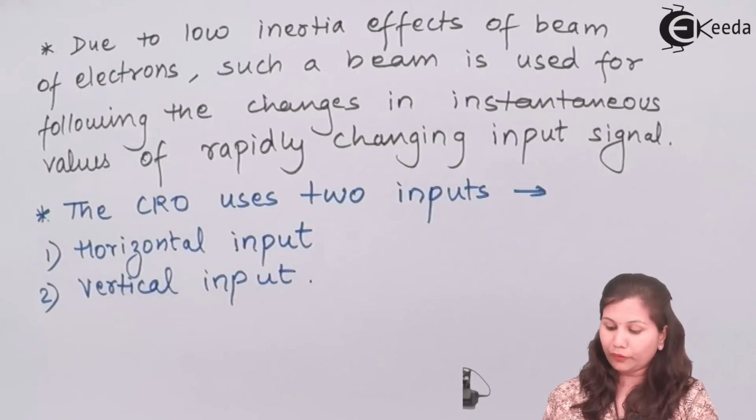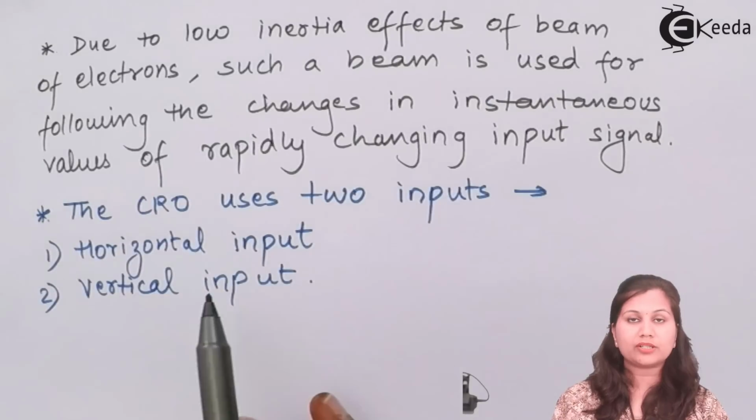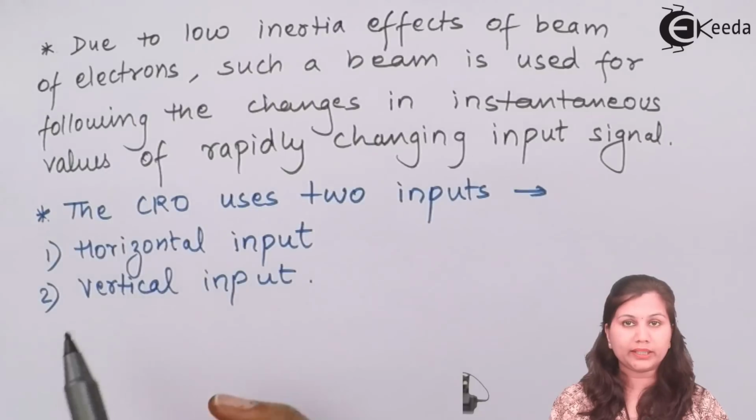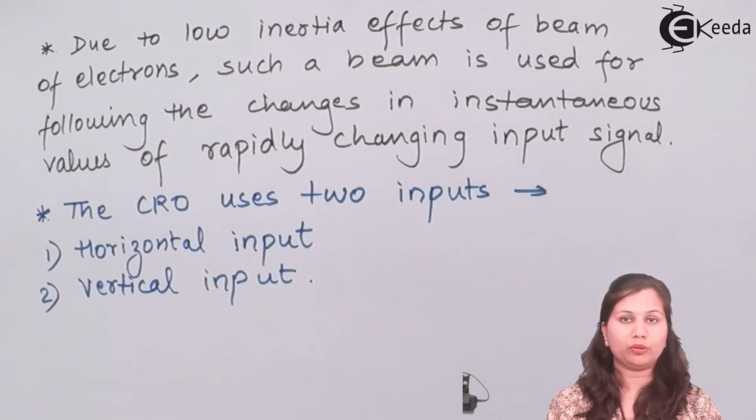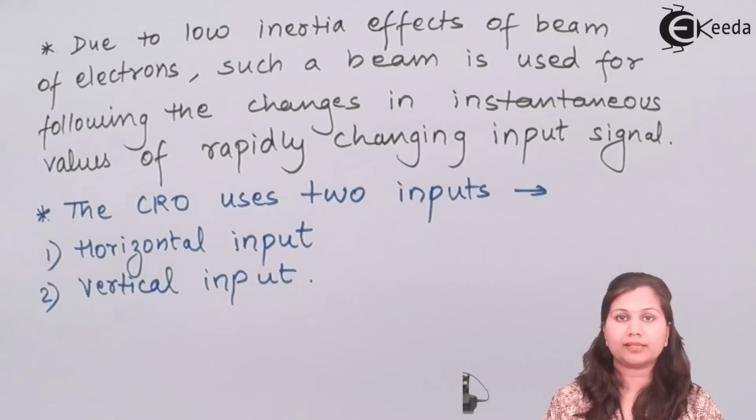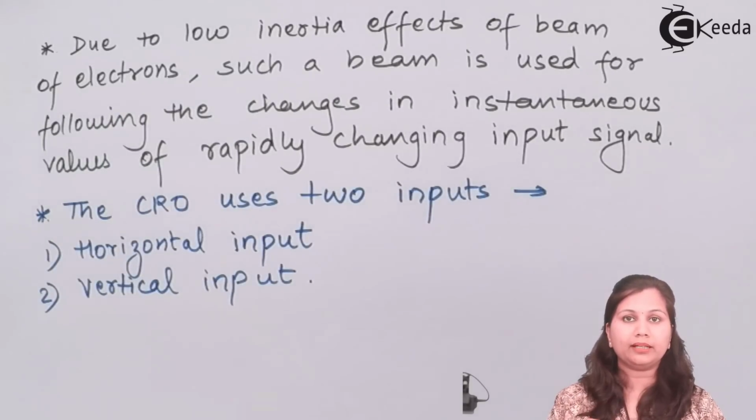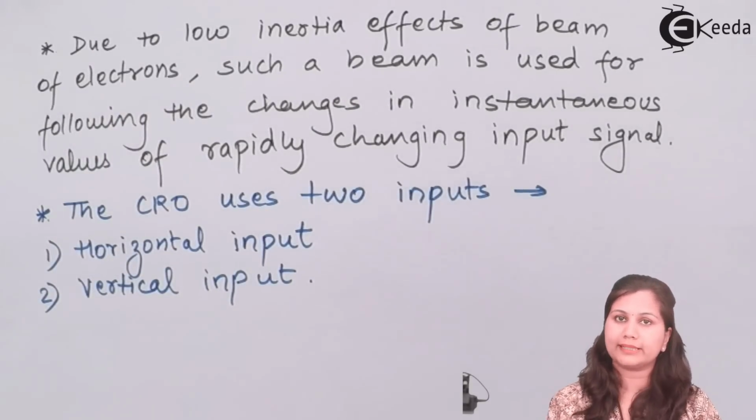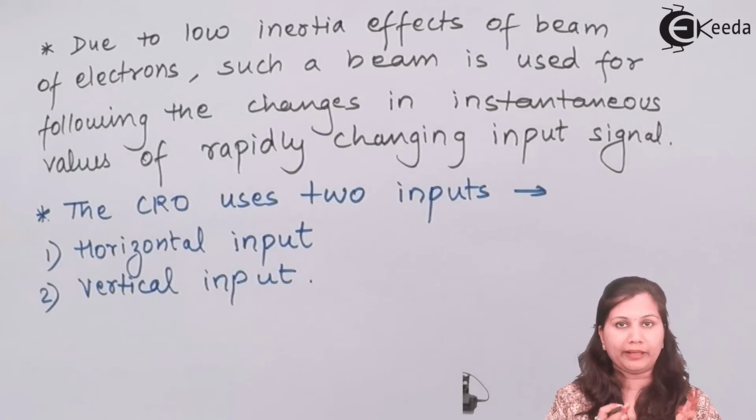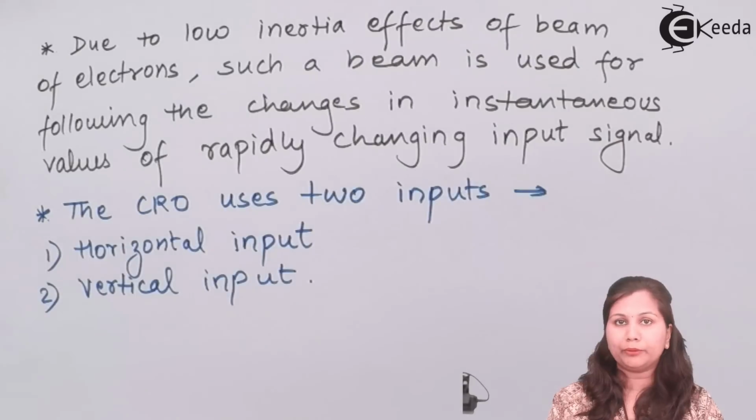The horizontal input of the CRO is an internally generated voltage, and that voltage is going to move the luminous spot from left to right. Whereas the vertical input is the input signal which we want to display or measure, and that input is going to move the luminous spot up and down. So both these inputs make the luminous spot move over the display area.